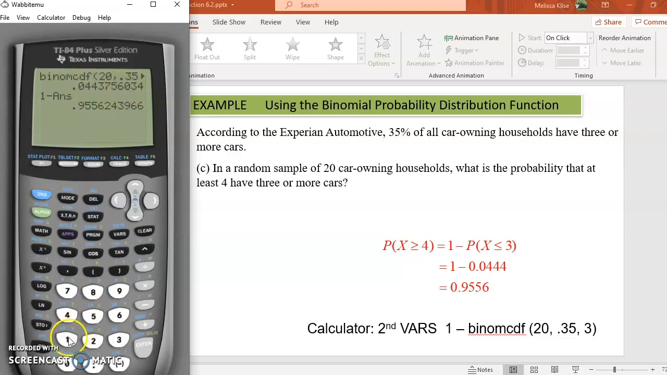The other way to do it is to do your 1 minus and then do second vars and then go down to binomial CDF. I put in my 20, my 0.35, and my 3, and it brings that with it. So 1 minus binomial CDF 20, 0.35, 3 gives me that same answer. So those are the two different ways that you can do that on the calculator, and that gives us what that probability is that 4 or more people will have 3 or more cars.